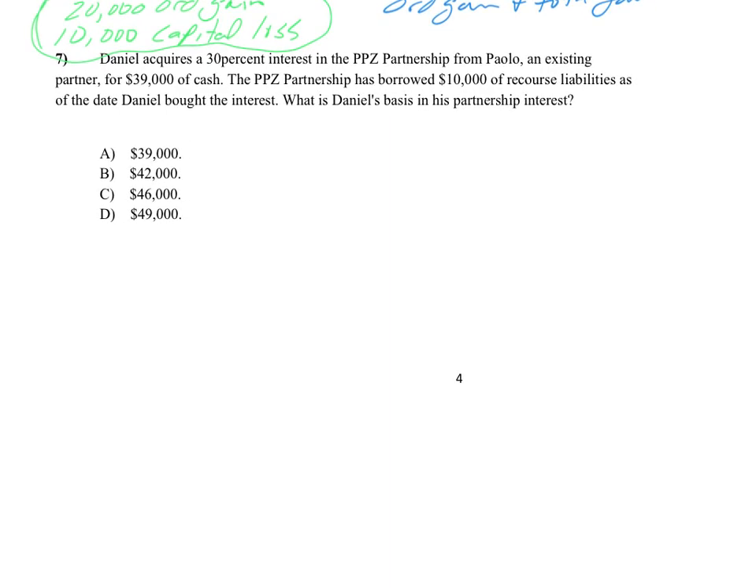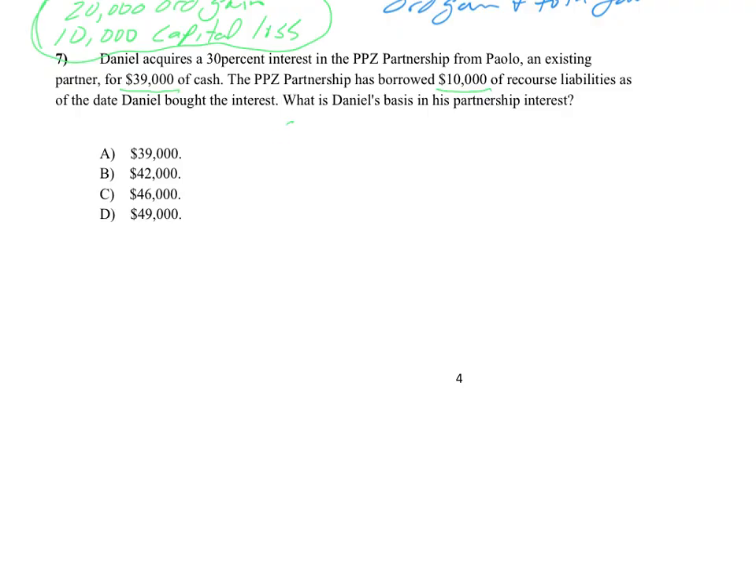All right, so now we've got number 7. Daniel is acquiring a 30% interest in a partnership, and he's buying this for $39,000 of cash. The partnership has borrowed $10,000 of recourse liabilities as of the date he bought his interest. We need to know what is Daniel's basis in his partnership interest.